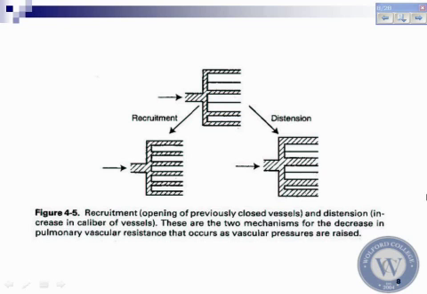The two mechanisms are for the decrease in pulmonary vascular resistance that occurs as the vascular pressures are raised. Different individuals have different capacities to do one versus the other. Most of the time, under normal conditions, it's recruitment that's a more important factor.